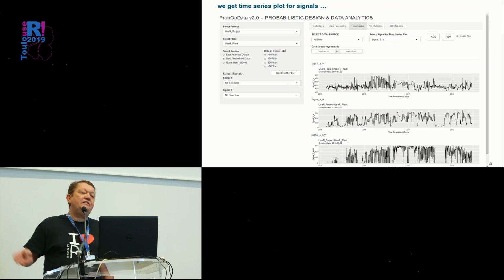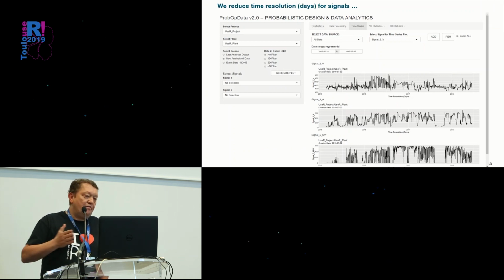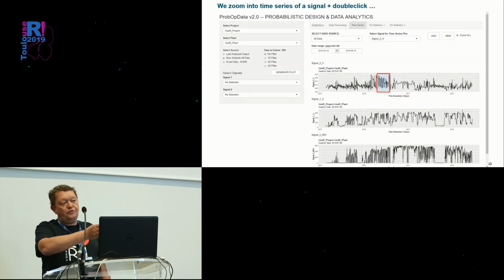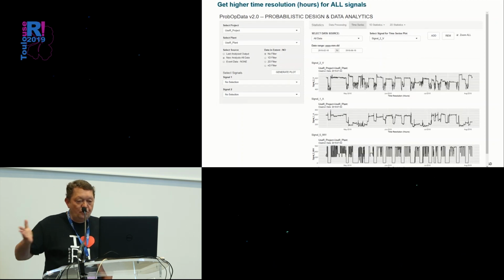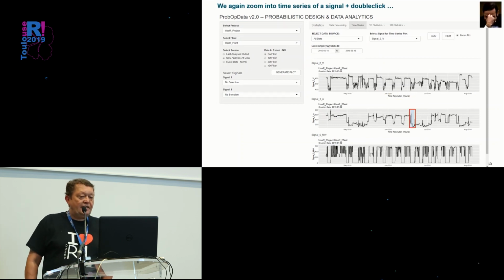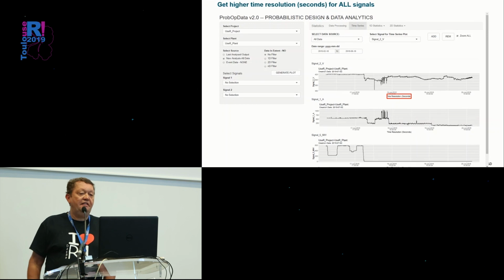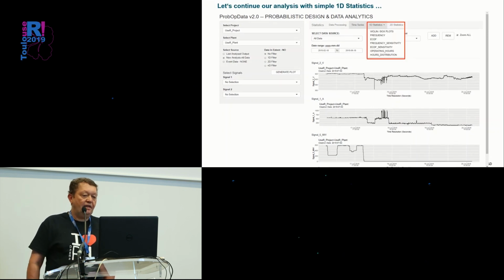Then maybe they want to get a lower time resolution with a zoom. They zoom into the signals, and they get the zoomed time series for the three signals. Same with the second zoom. Again, you get lower resolutions, now in seconds.